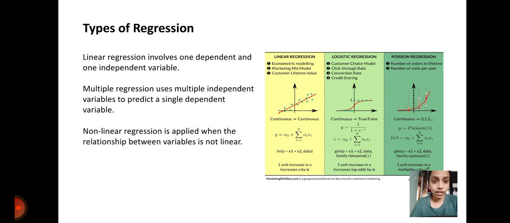Types of regression: linear regression, multiple regression, non-linear regression. First, linear regression involves one dependent and one independent variable, and multiple regression uses multiple independent variables to predict a single dependent variable. Non-linear regression is applied when the relationship between variables is not linear.